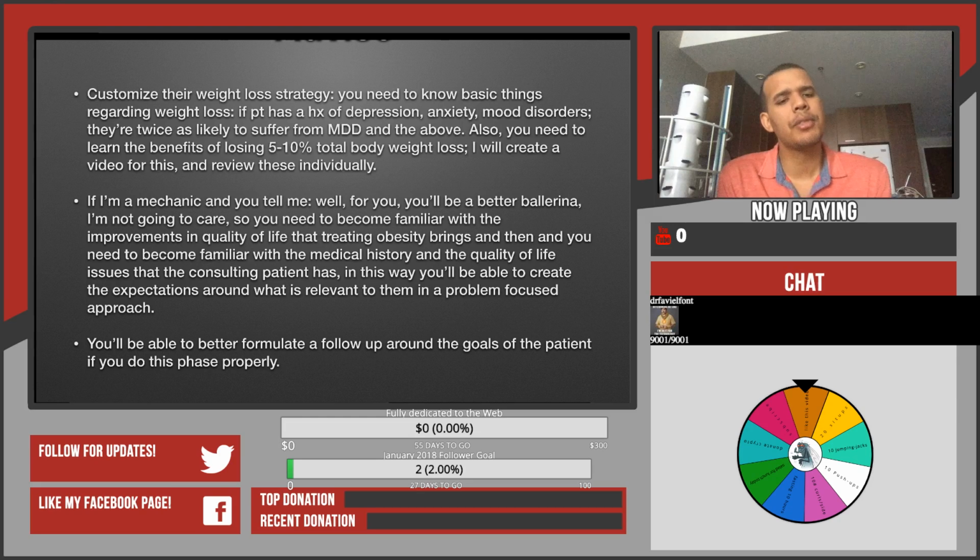So basically, what you have to do is you have the parameters. You start customizing their weight loss strategy. You need to know basic things regarding weight loss. And if the patient has a history of depression, anxiety, mood disorders, they are twice as likely to suffer from major depressive disorder and the above, anxiety and personality disorders as well. They are 1.5 to 2 times as likely if they are obese, folks, or if they have a BMI of above 30, just to give you an exact number.